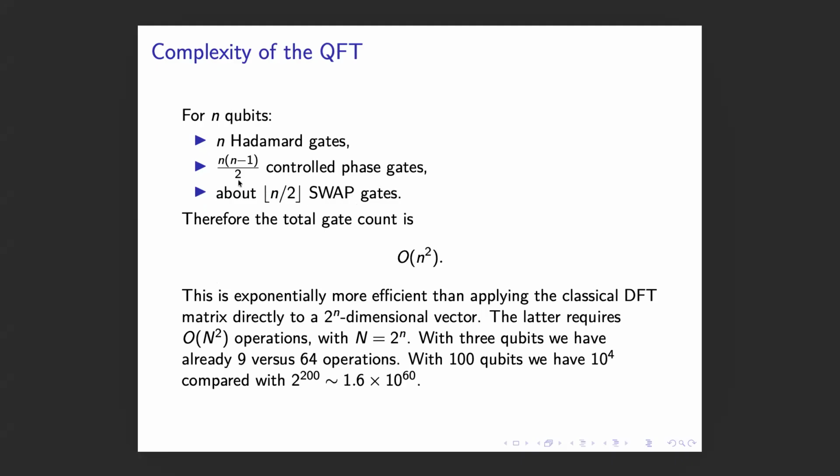If you leave out the swap gates, you see simply that what you will have is n times (n minus 1) here. So that means that the total gate count is roughly n squared. If we go back to this simple estimate, which we had before the break, this is exponentially more efficient than applying the classical DFT. The latter requires n squared. If you plug in just 3 qubits, you have 9 versus 64 operations, roughly. So already with 3 qubits. And with 100 qubits, you have 10 to the 4, compared with 2 to the power of 200, which is 10 to the 60.